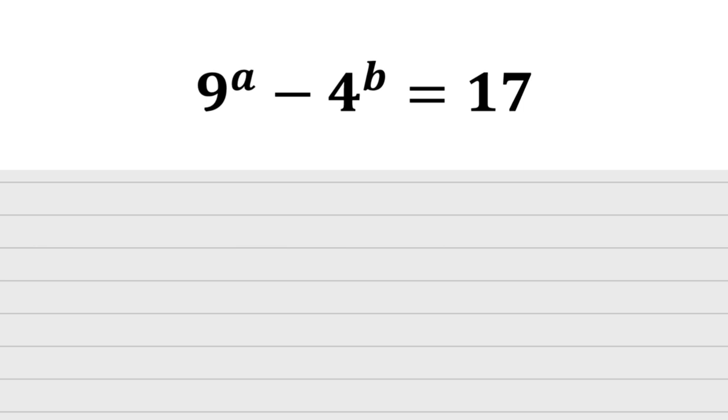I'm going to be working out this Olympiad question displayed on the screen. Now, checking the question out, it looks as if it's difficult, but it's actually simple. This is 9 raised to power A, then minus 4 raised to power B is equals to 17.